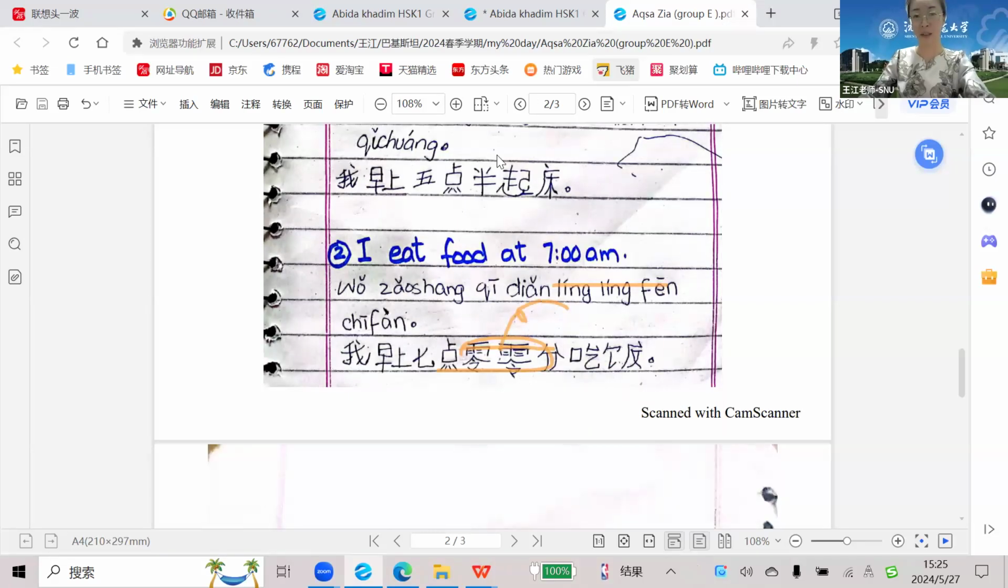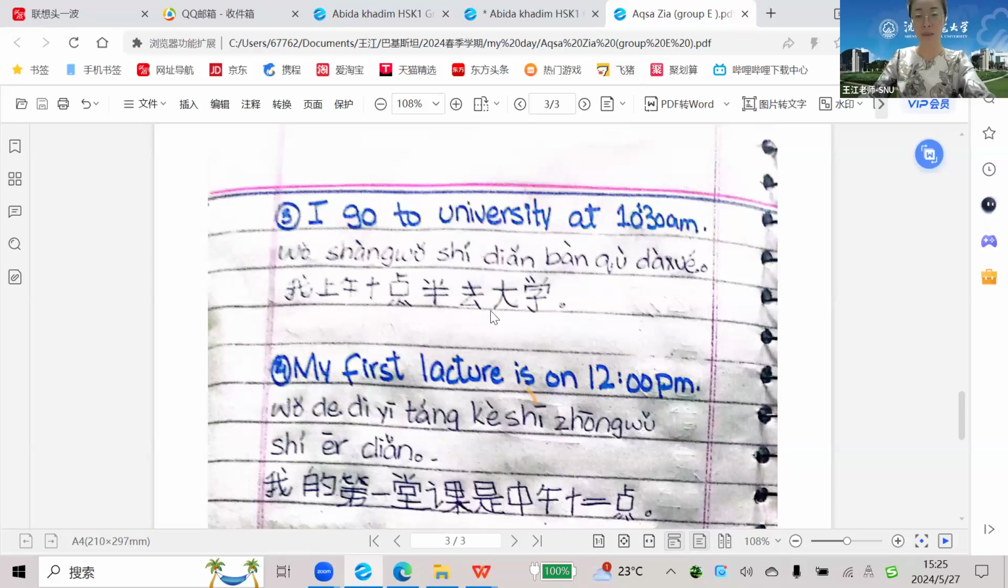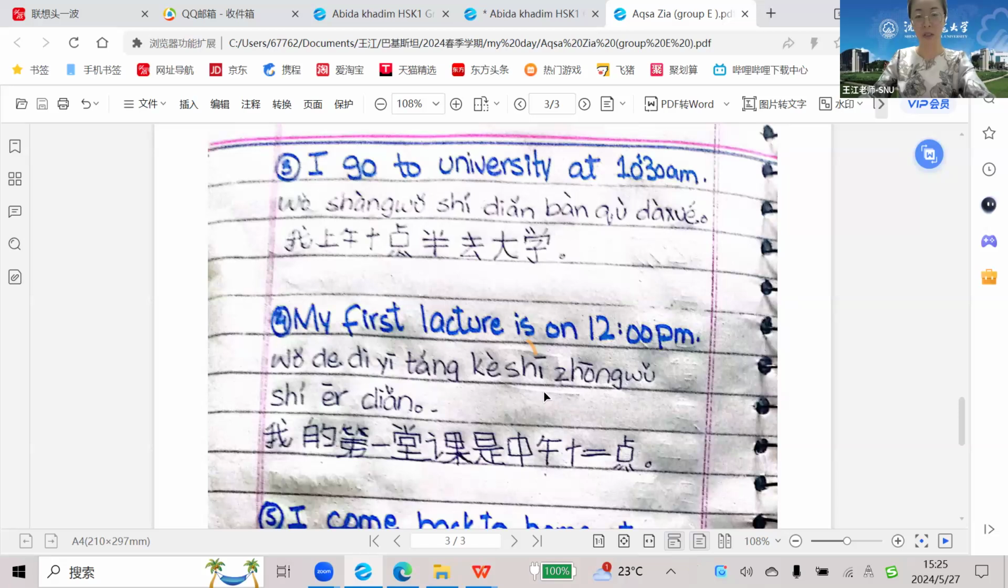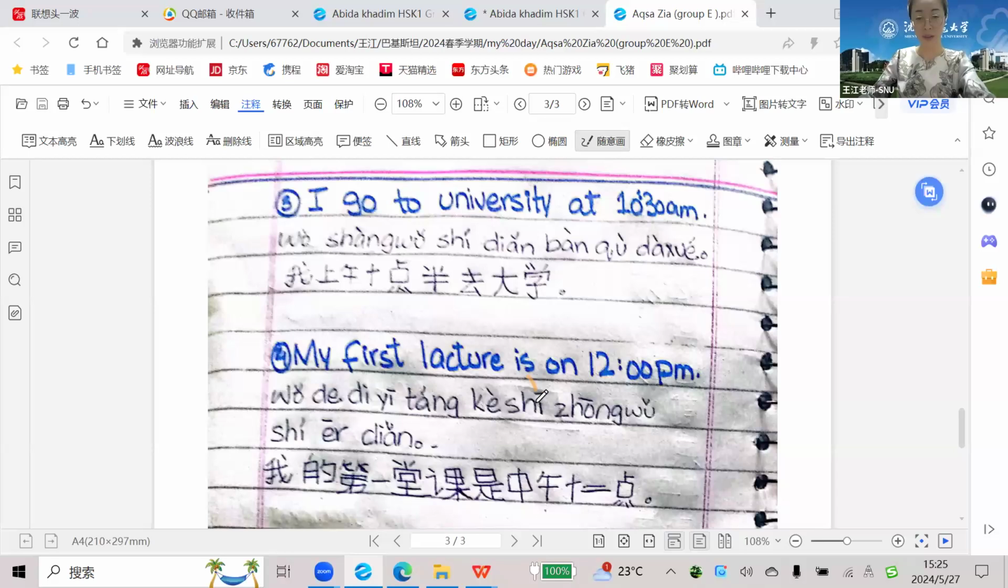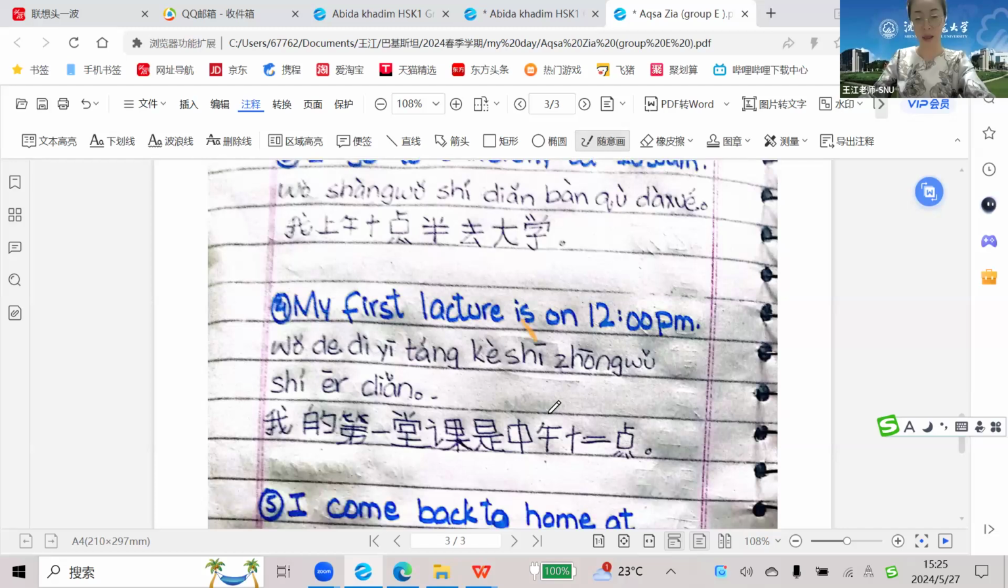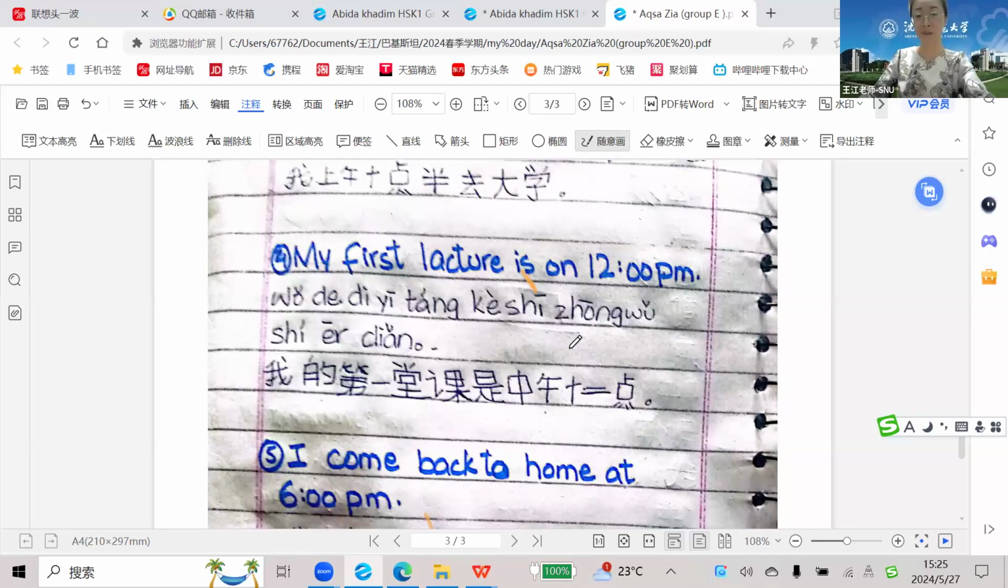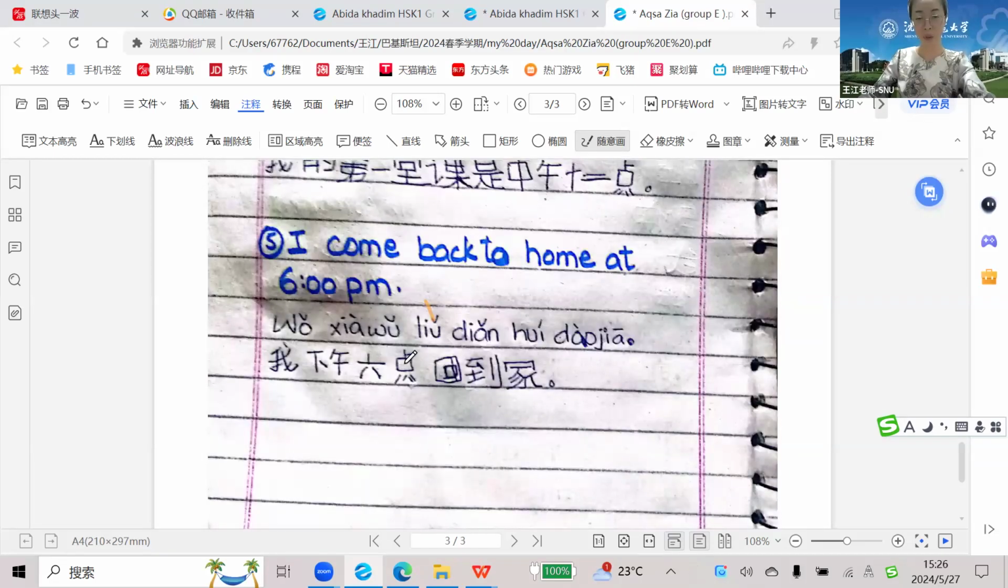See the same mistake as the students before. So 我早上7点吃饭, not 7:00, 7 o'clock, just 7点. OK 我上午10点半去大学, I go to university at 10:30. 我的第一堂课是, 是 is the fourth tone, not the first tone. I've told you you'd better use begin from: 我的第一堂课从中午12点开始. 12, not r, r is the first tone. 我下午6点, 6 first tone. OK 6点回到家, I come back to home at 6 p.m.